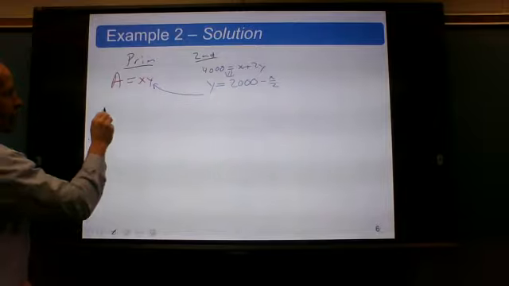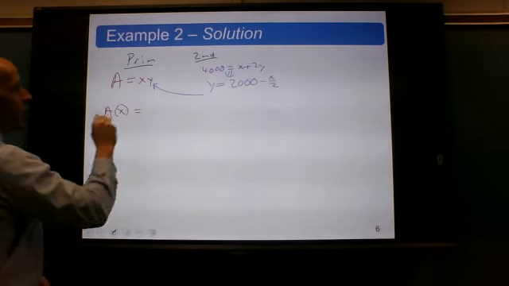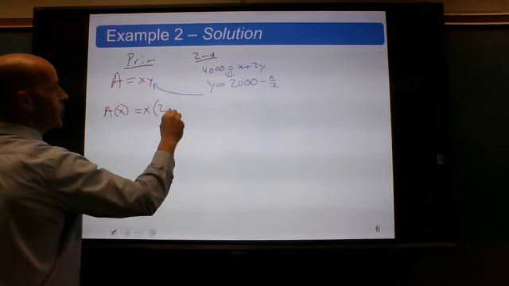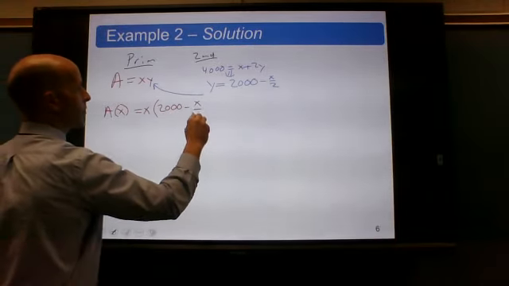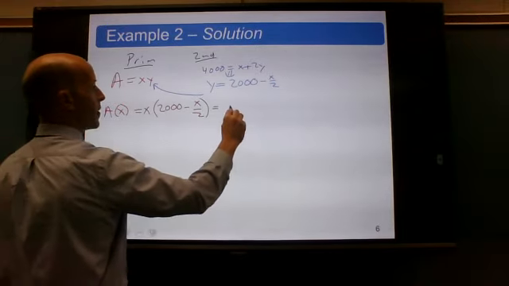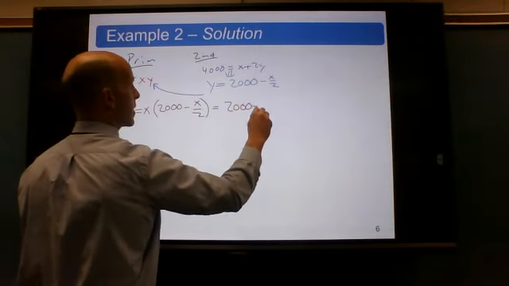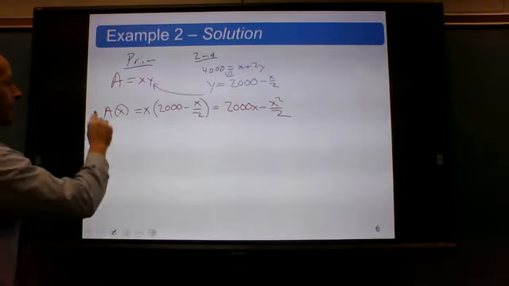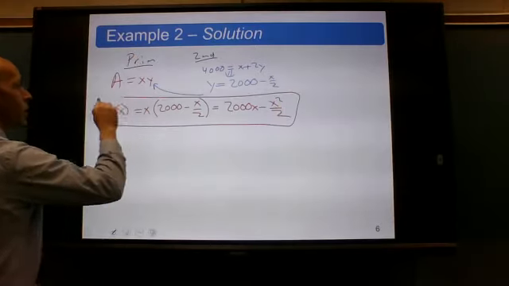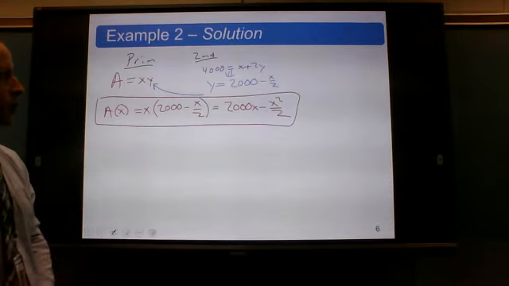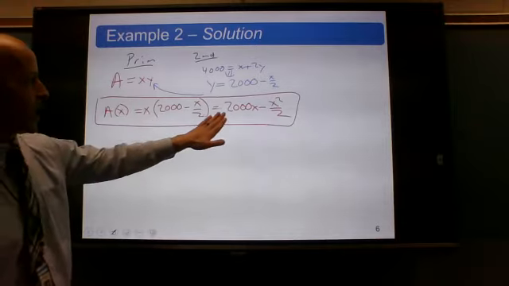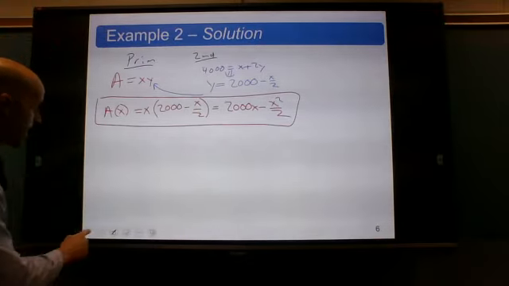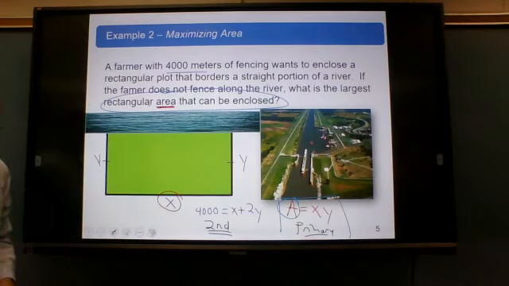So now my primary equation can be written solely in the variable x, which is x times the quantity 2,000 minus x over 2, which can be further simplified into 2,000x minus x squared over 2. This is what we're going to work with. Hopefully you realize that this equation now has only one variable, x, and that variable x is going to represent this length down here.